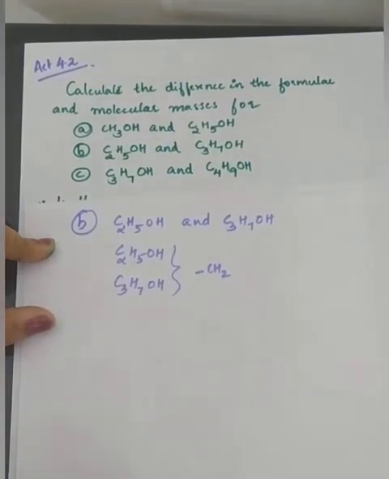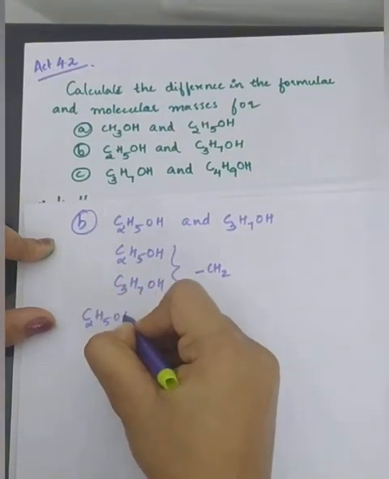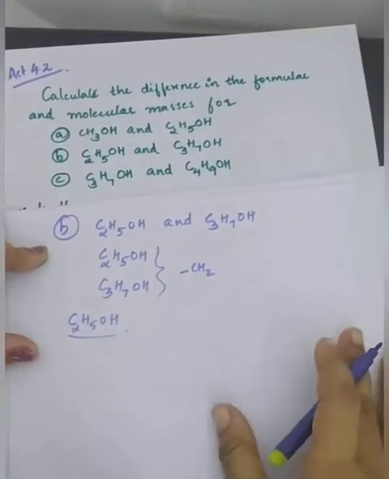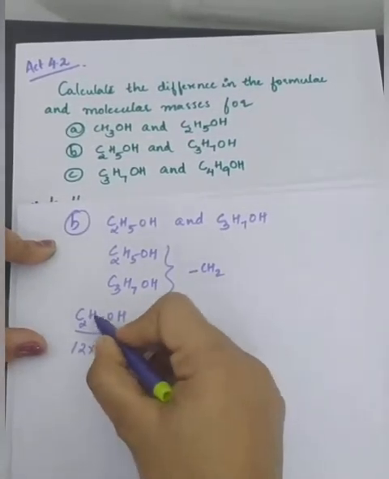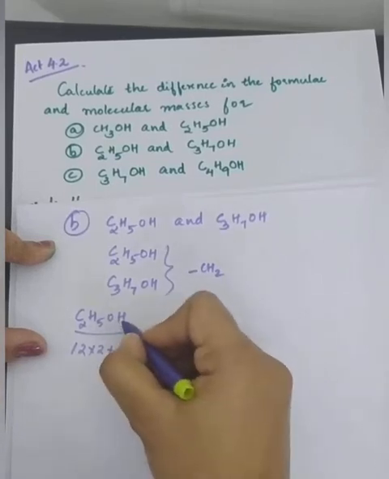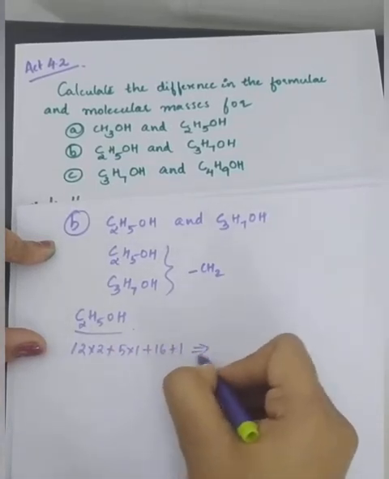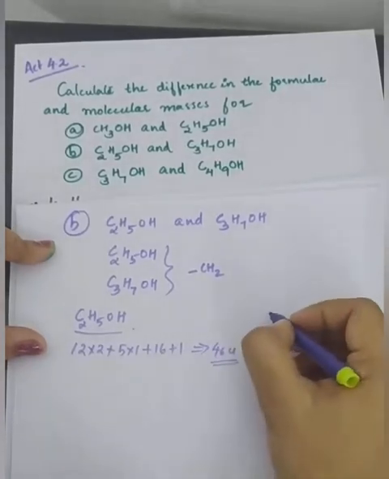So first one is C2H5OH. That will be 2 into 12 plus 5 into 1 plus 16 plus 1. So you will get the answer as 46 atomic mass unit.